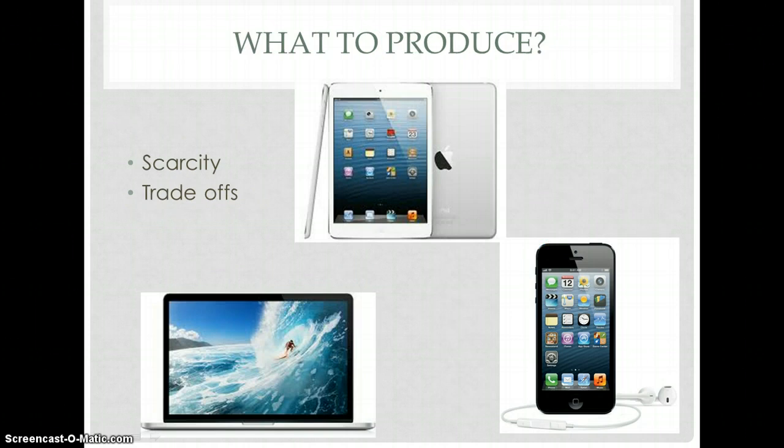Now let's start writing with our headings. So, what to produce is the first economic question. So pretty much, societies are just like people in that scarcity forces us to make trade-offs on what are we going to get, what are we going to buy.